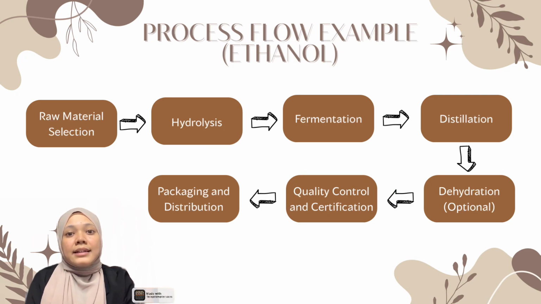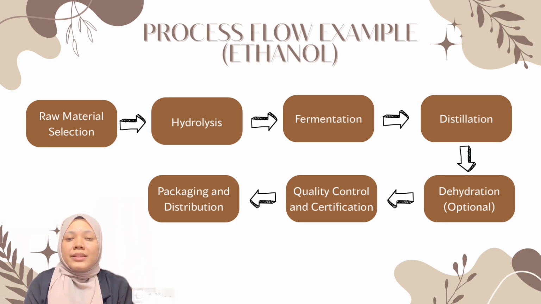So now let's take a closer look at the process flow for the production of food-grade ethanol. This process consists of 7 main steps, and each stage plays a critical role in determining whether the final product can be classified as halal.